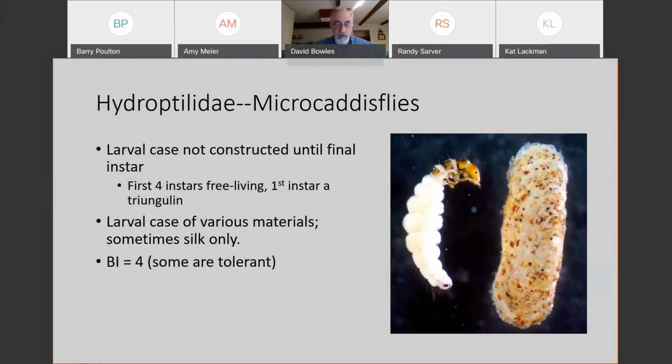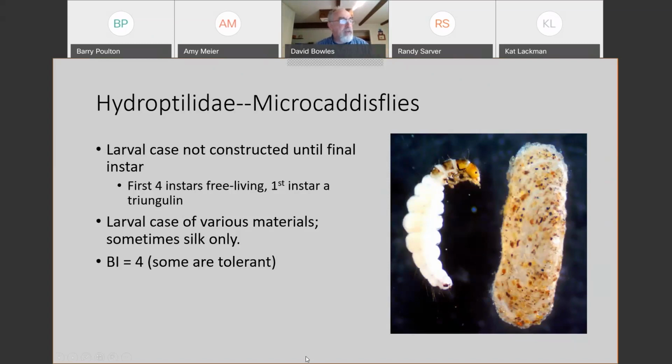You know, their legs are long and they're very fast and they're agitated. They move around more quickly. So that's a triungulon larva. It's the only caddisfly family that has a triungulon. And then again, the first four instars are free living.